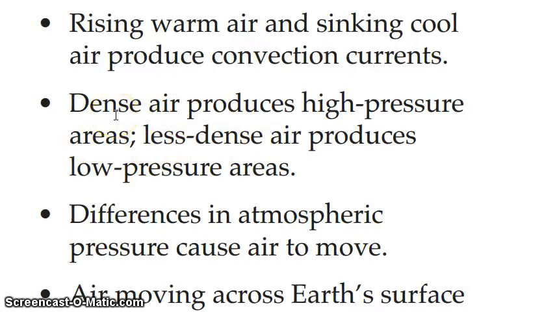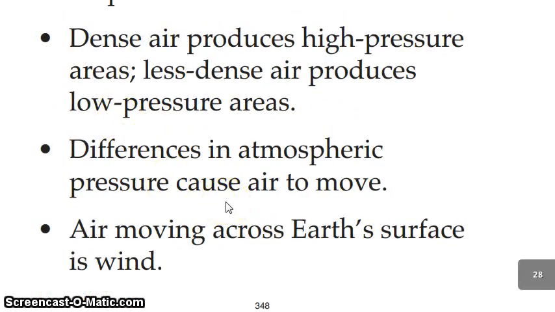Okay, and most importantly here, as we tie all of these different individual concepts together, we're going to be looking at the difference in atmospheric pressures causing air to move, creating wind. And again, wind is always going to be moving from areas of high pressure to areas of low pressure. So that difference in atmospheric pressure is the reason that wind or air is going to move across the surface. And again, wind is going to be air moving across Earth's surface. So that's our definition of what wind is.